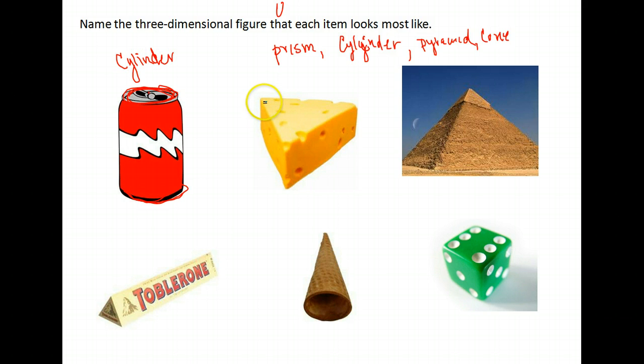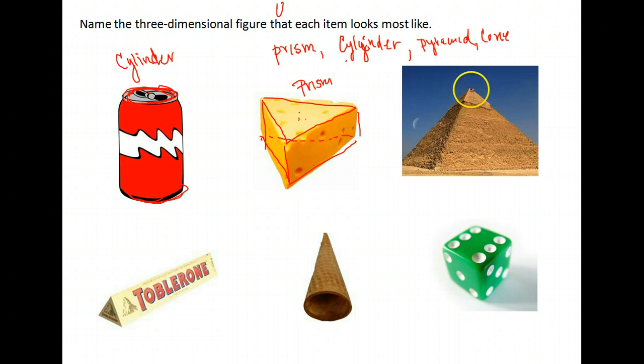Okay, next we have this little wedge of cheese. Okay, now let's look at the bases. We have a triangle base here, and then down here we would also have a triangle base. The sides go straight up, they do not come to a point, so it's either a cylinder or a prism because it doesn't come to a point, it has two bases. But notice our bases are not circles, so it can't be a cylinder. It is a prism, specifically a triangular prism, because it has triangles on its bases.